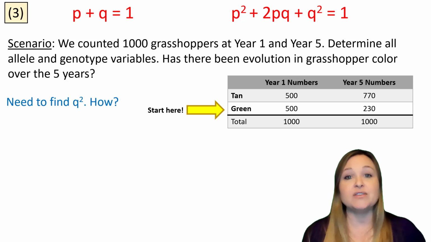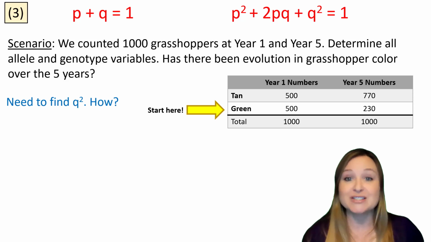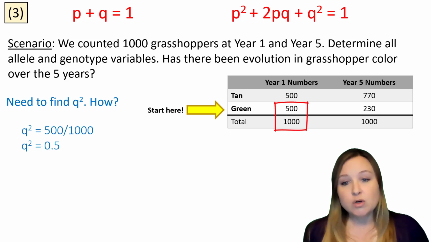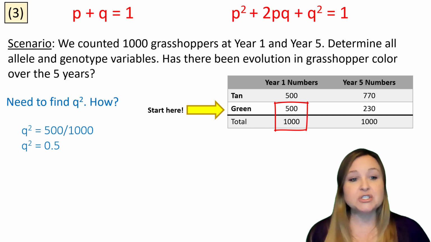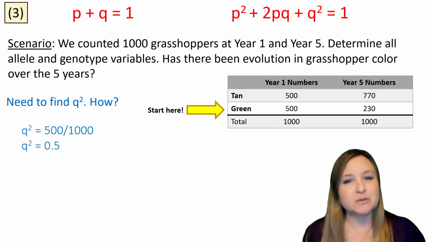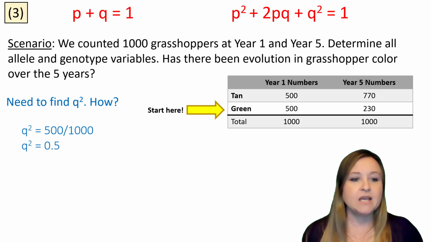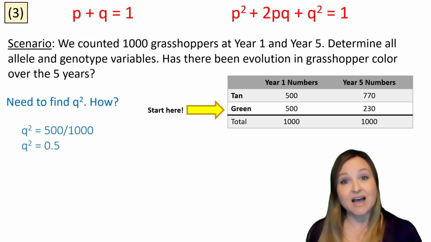So we're going to start with q squared. Q squared is simply the proportion of green grasshoppers because q squared is little t. So we have 500 green grasshoppers. There's a total of 1,000, so 500 divided by 1,000 is 0.5 or 50%, but we're going to leave it in frequency rather than in percentage. So the frequency of green grasshoppers is 0.5. q squared equals 0.5.